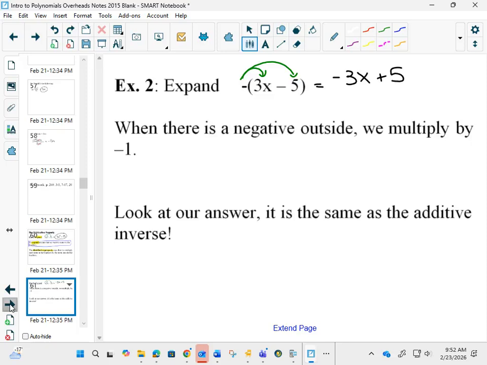Having just a negative outside is the same as what we saw with subtracting. Just a negative outside, we've seen that before with the additive inverse, where if you were subtracting brackets, you would change all of the signs in the second one. Now we can think of it the same way as multiplying everything by a -1, and multiplying by that -1 would change the signs in the brackets. The 3x becomes -3x, the -5 becomes a positive 5.